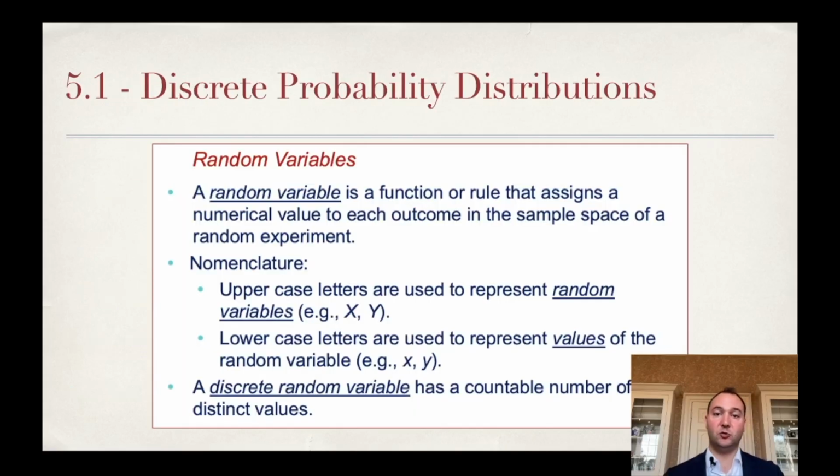To understand a discrete probability distribution, we need to understand what a random variable is. A random variable is a function or rule that assigns a numerical value to each outcome in the sample space of a random experiment. The nomenclature, to explain it, we use uppercase letters to represent random variables. So anytime you see a capital X or a capital Y, that means we're dealing with a random variable in statistics. Lowercase letters represent values of the random variable. A discrete random variable has a countable number of distinct values.